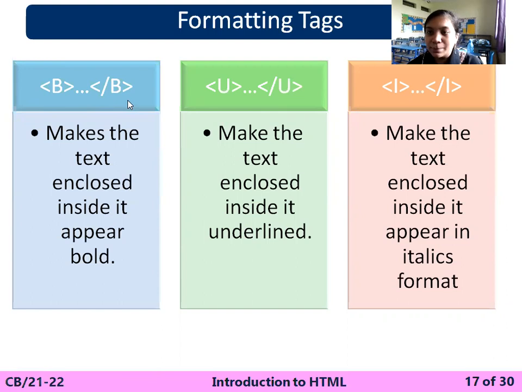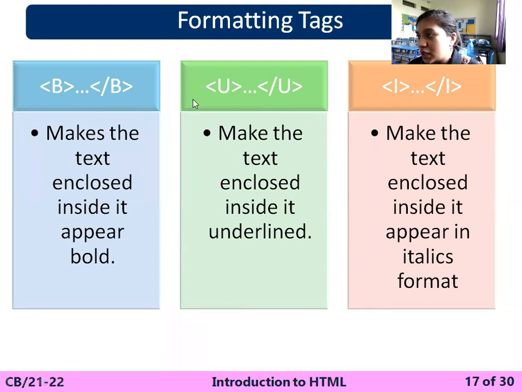First tag is the B tag, which is used for bold. For example, whenever you are using OpenOffice Writer or any other simple text editor, you press Control B for bold text, Control U to underline the text, and Control I for italics. In place of the shortcut, you have to use tags here. B means bold text, U means underline the text, and I means italic text.